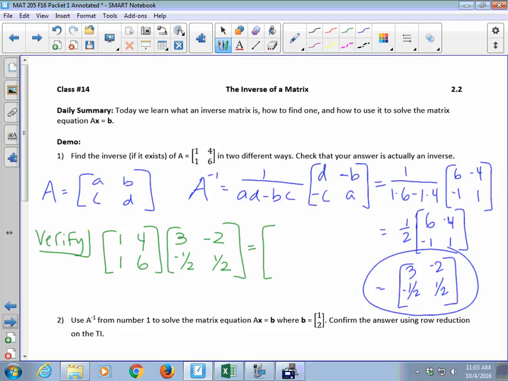All right, so you'd take first row times first column, 1 times 3 plus 4 times negative a half. So you get 3 minus 2, which is 1. And then you do first row times the second column. That would go in the first row, second column of the answer. 1 times negative 2 plus 4 times a half. So that would be negative 2 plus 2 is 0. Second row times the first column. 1 times 3 plus 6 times negative a half is 0. And then second row, second column, I get negative 2 plus 3 is 1. So it is the inverse.